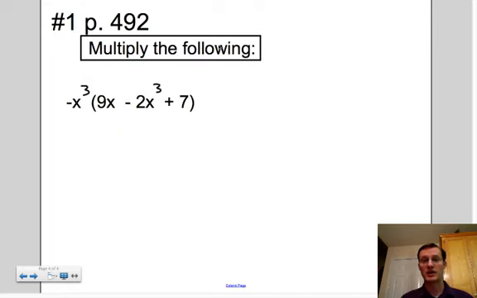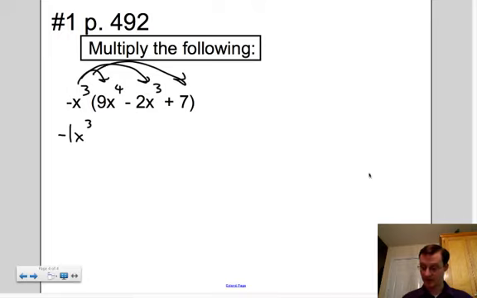So let's go ahead and multiply the following. We have a monomial times a trinomial, and so we're just going to go through and multiply this. And we're going to go ahead and get started. So this is negative 1x to the third. We're going to multiply it by each one of these. So let's color that in. Call this blue.